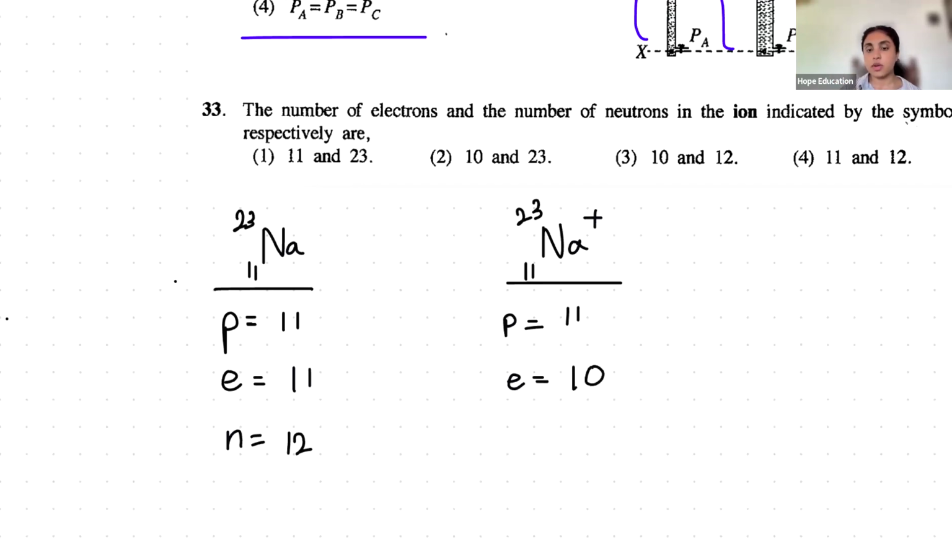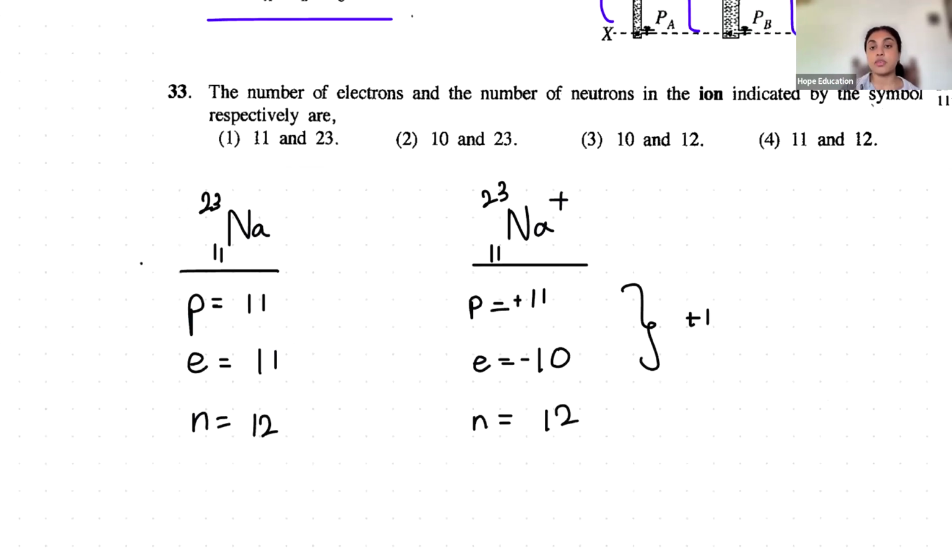Neutrons don't change, and it's in the nucleus, so that will still be 12. Look, the charge of protons is plus, so 11 protons means plus 11. The charge of electrons is minus, so 10 electrons means minus 10. So plus 11 minus 10 means the total charge is plus 1. That is what is shown here as plus 1. And electrons are 10 and neutrons 12. So this is the answer.